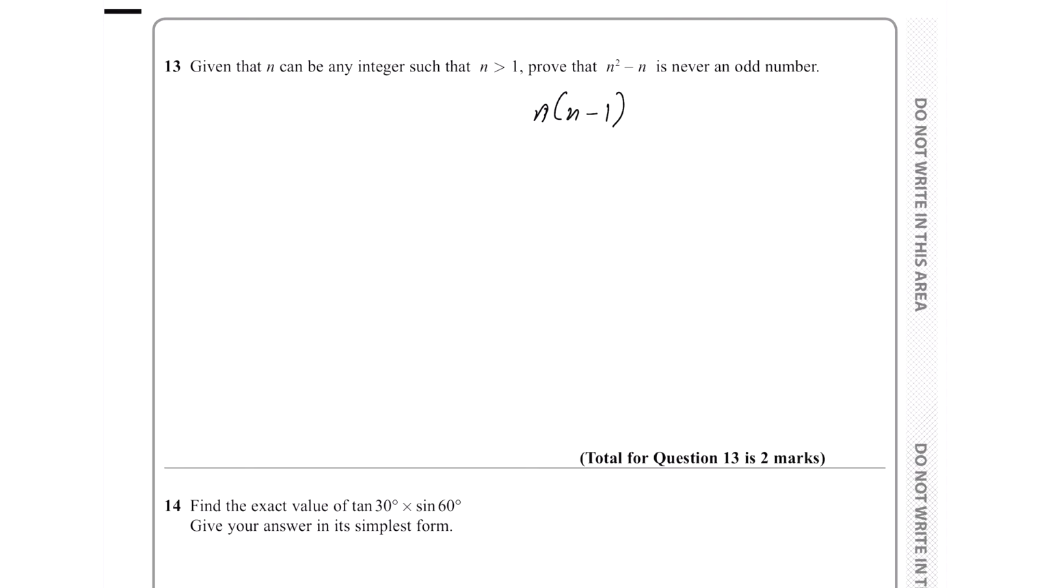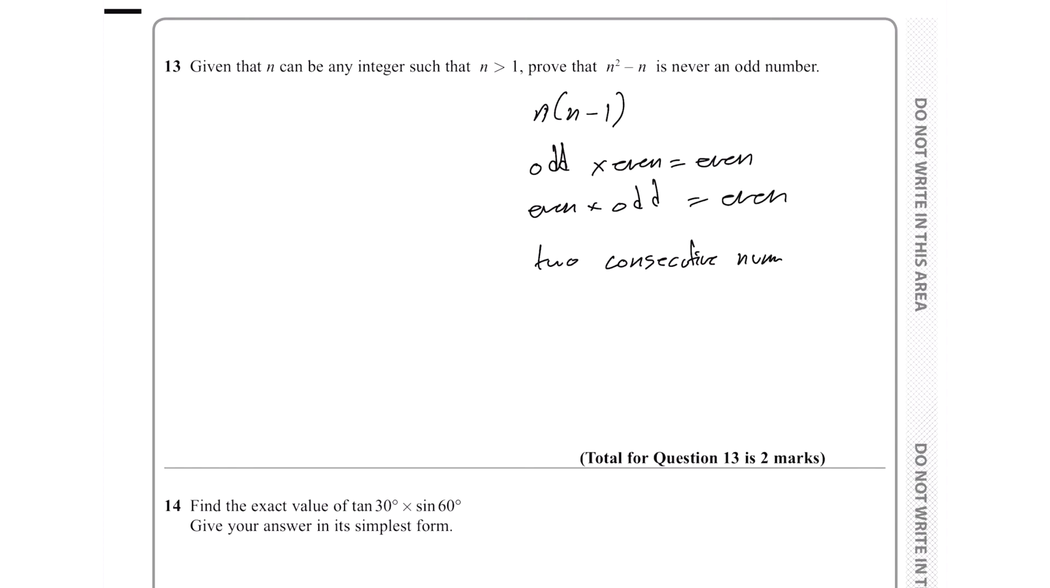So essentially what you will always have is an odd times an even, which is always going to give you an even, or you'll have an even times an odd, which should always give you an even as well. So these are the only two scenarios you can have. So then you can write that two consecutive numbers, because whatever n is, the next number will just be one less than what n is, multiplied will always result in an even number.